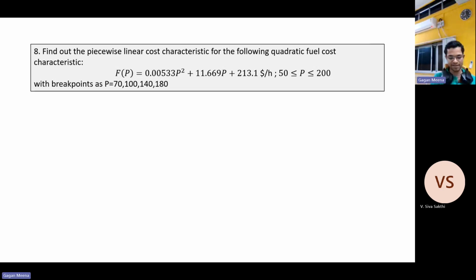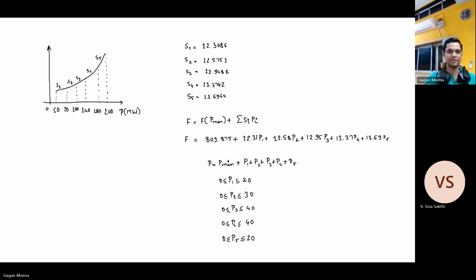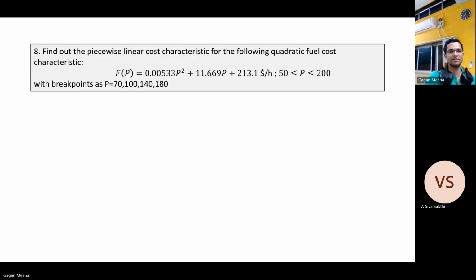So last to these three, 8, 9, and 10, what we have discussed, I have presented here in the form of a numerical. We can solve it very quickly. Let us do it. Here, this is the question.